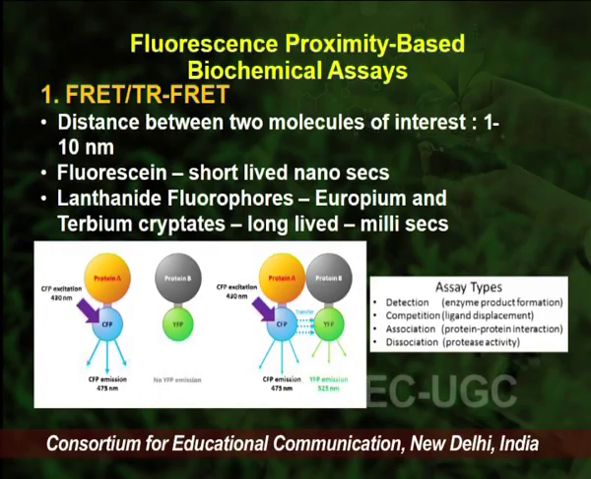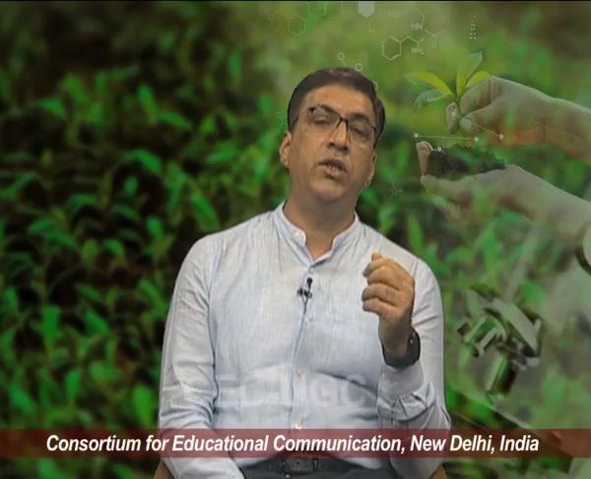Now, as I told you, fluorescein molecule was widely used, but the problem with it was that the fluorescence emitted was very short lived, in the range of nanoseconds, and because of that there was a high background fluorescence in the assay which interfered with the actual results. Therefore, gradually this fluorescent molecule was replaced by lanthanide fluorophores, which largely include europium and terbium cryptates, which have a fluorescence life of milliseconds in comparison to the nanoseconds of fluorescein.